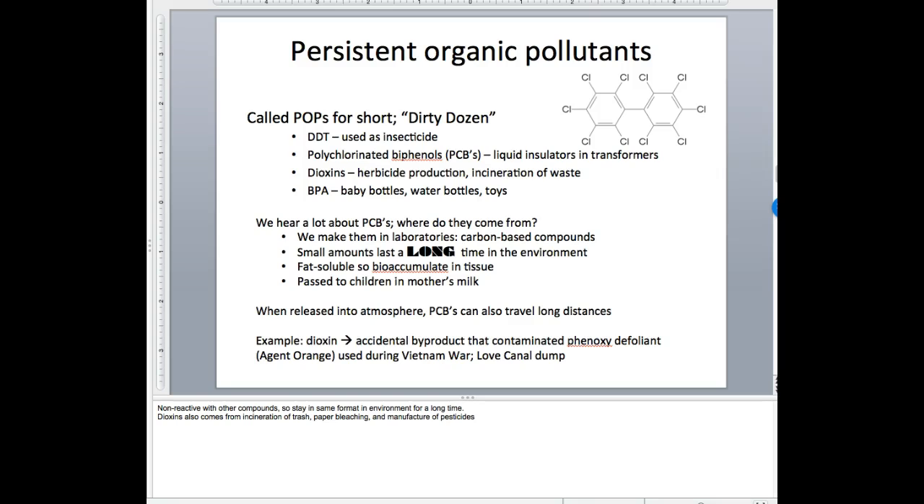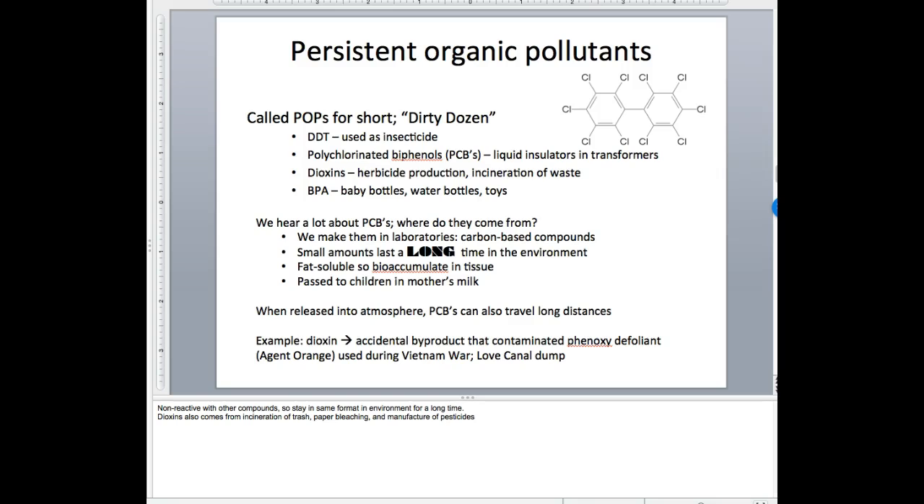Again, like heavy metals, they're fat soluble, so they bioaccumulate over time in tissue. And they can be passed on to children through mother's milk. And this was something I was concerned about as a nursing mom a few years ago. What am I giving to my perfect little baby who's consuming nothing but my breast milk? What kind of contaminants are in that milk that I'm giving her to eat? When released into the atmosphere, just like heavy metals, PCBs and other persistent organic pollutants can travel long distances.